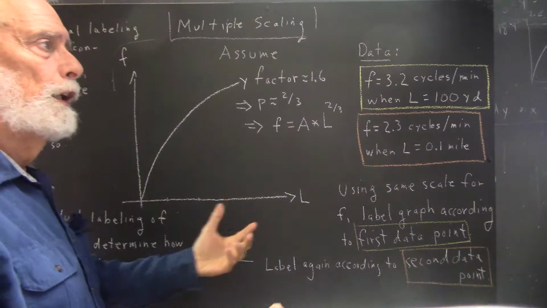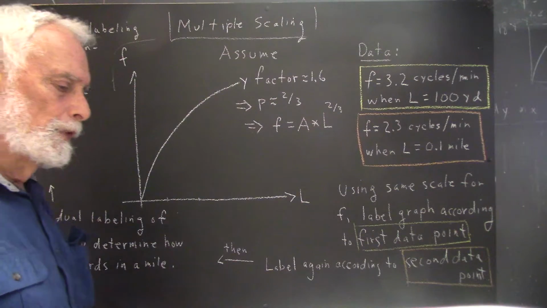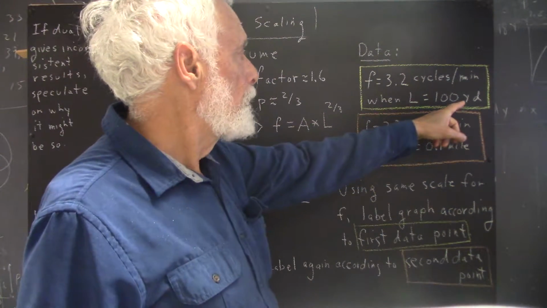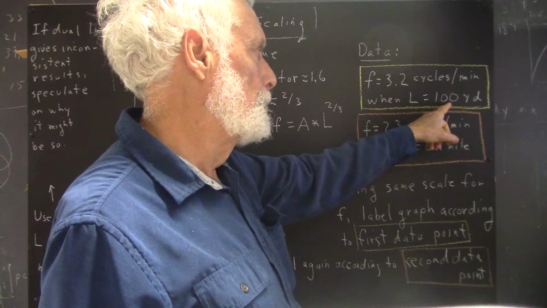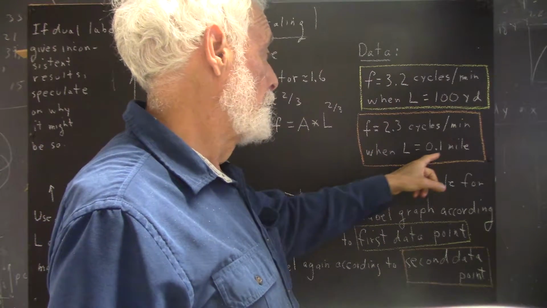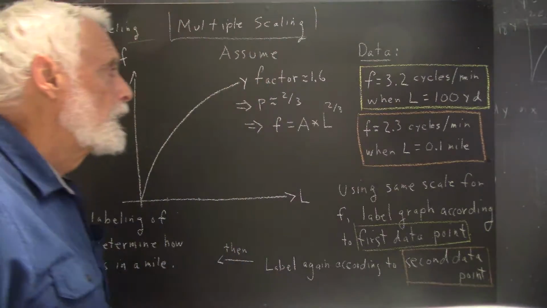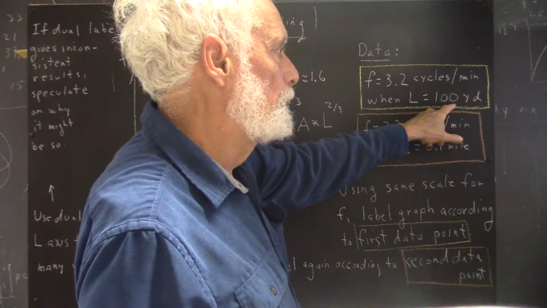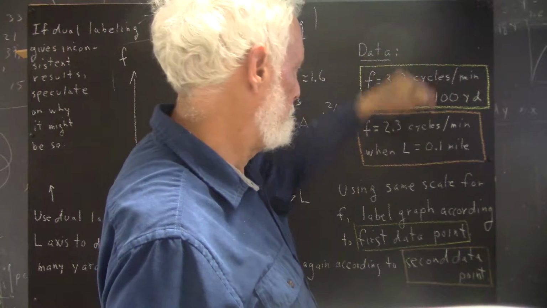Now, we take some more data. We make some really long pendulums. We hang them from towers and buildings and so forth, and we measure the frequency of a 100-yard pendulum, a pendulum 100 yards long, and then we even do one for a pendulum that's 1/10 of a mile long. Okay, so we find that for a pendulum 100 yards long, our frequency is 3.2 cycles per minute.